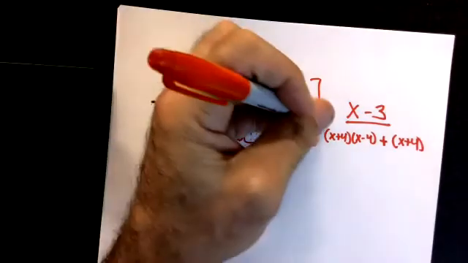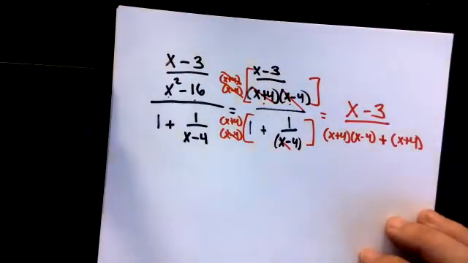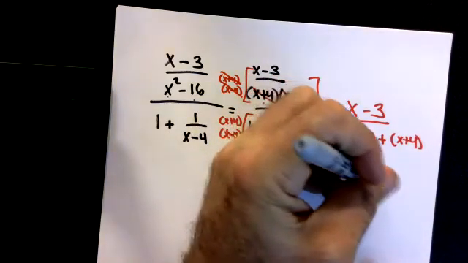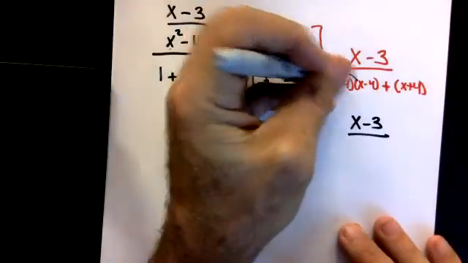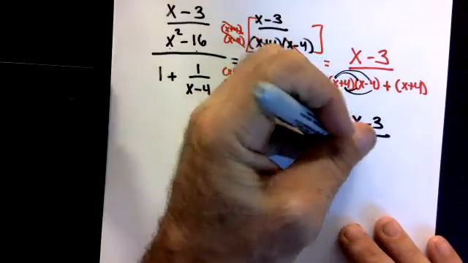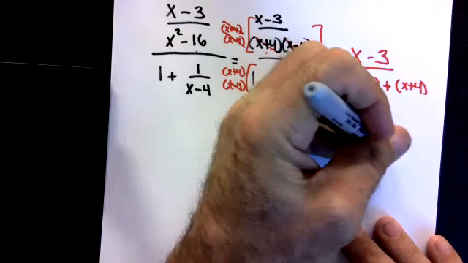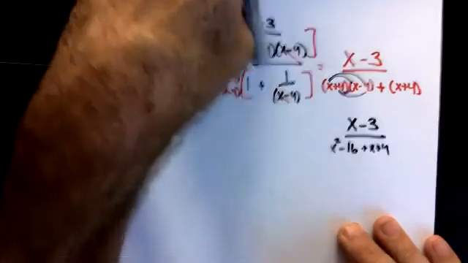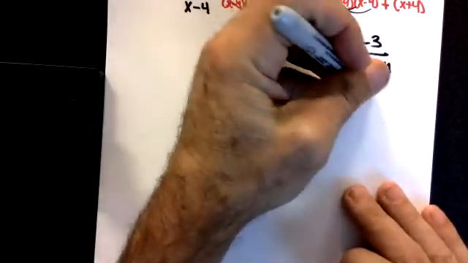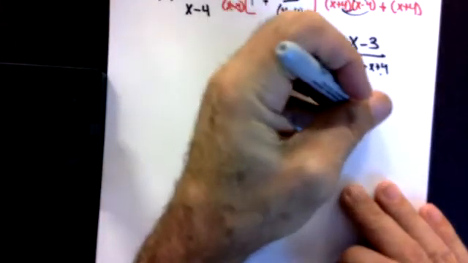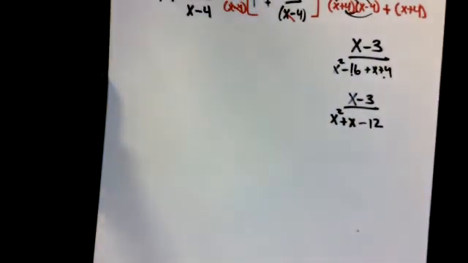Okay, so all I got to do is see if I can clean this up. If we multiply the bottom here, we get x squared minus 4x plus 4x minus 16. So that's x squared minus 16 plus x plus 4. So if we combine like terms, that's x squared plus x minus 12. So this might be my final answer.